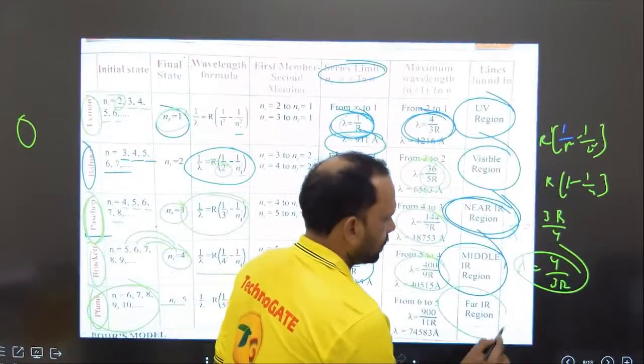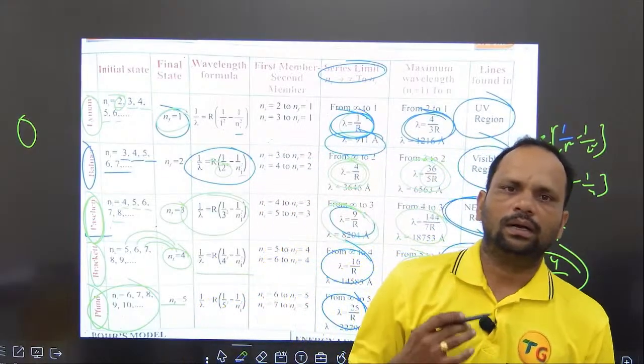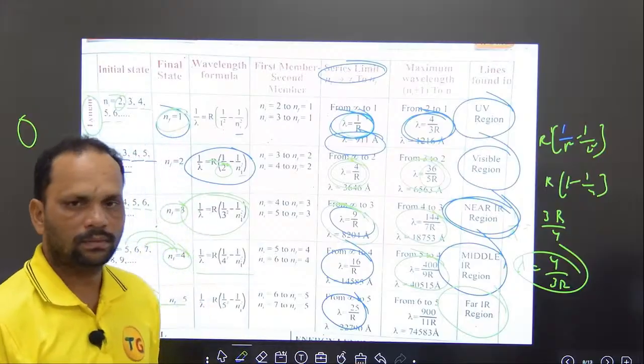Next, the final fifth series starts from 5, so we get 25, 5 square by R. Then it is in the far infrared region. Like this you can find out the Lyman, Balmer, Paschen, Brackett and Pfund series.